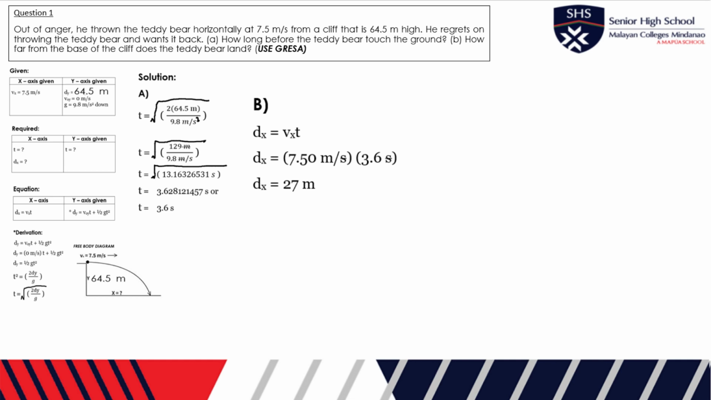How far from the base of the cliff does the teddy bear land? So we have there our equation earlier that d sub x is equivalent to v sub x multiplied to time. We just need to substitute every value for each variable. So we have known that the velocity in x-axis is 7.50 meter per second, and we got the answer for time earlier, which is 3.6 second, giving us the value of the displacement, 27 meter.